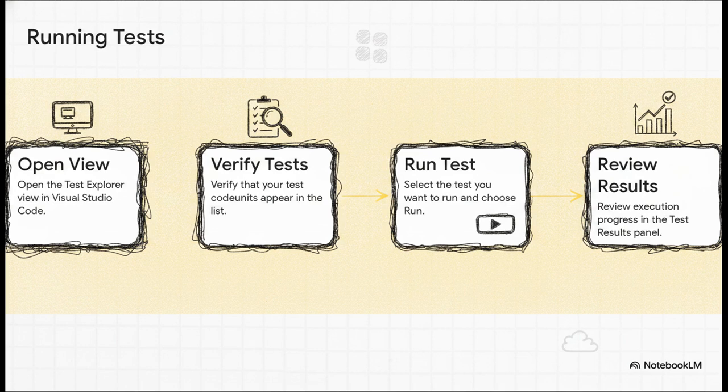Getting this into your daily routine is super easy. It's just a snappy, simple 4-step loop. Step 1, just open the Test Explorer view in VS Code. Step 2, verify that your test code units have actually populated. Step 3, select the specific test you want to evaluate and just smash that Run button. And finally, Step 4, review the execution progress and outcomes right there in the test results panel. That is the whole shebang. 4 quick steps to execute your very first native test.